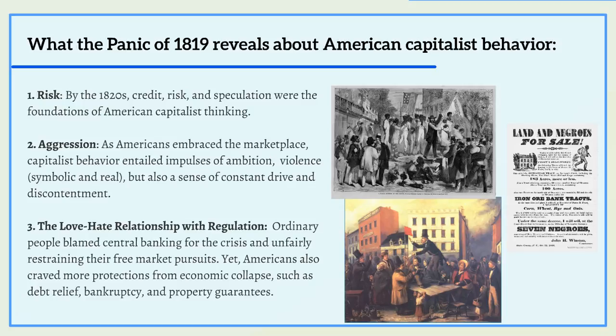People arguing that there should be forms of debt relief, bankruptcy laws to protect you, and also property guarantees. In other words, if you engage in risky and aggressive speculation behavior, many Americans start to argue that there should be protections in place, that you should not be punished for your risky behavior or your bad investments. But that in itself is an even more problematic issue, as we're going to see.